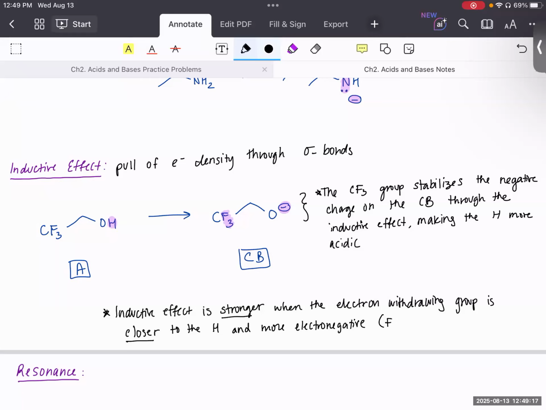And so for this last part of where the effect is stronger, if the atom or the electron withdrawing group is more electronegative, for that, something like fluorine would be better than having a chlorine.